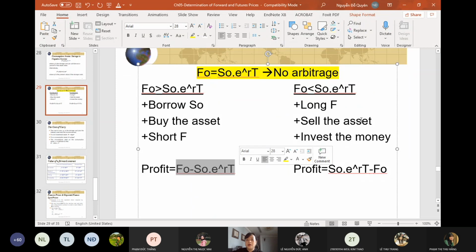We sell the asset, and we invest the money that we got from selling the asset at the certain interest rate. So the profit we can realize would be the difference between S0 multiplied by e to the power of RT minus F0.